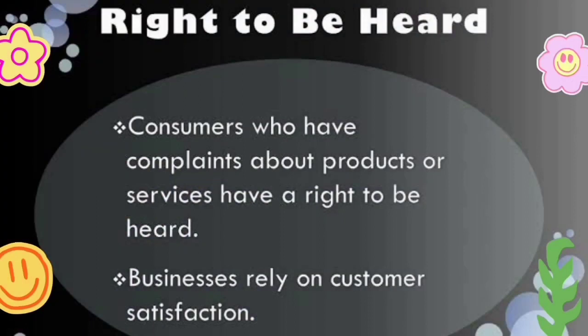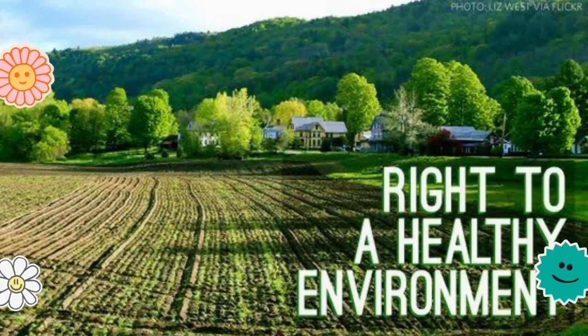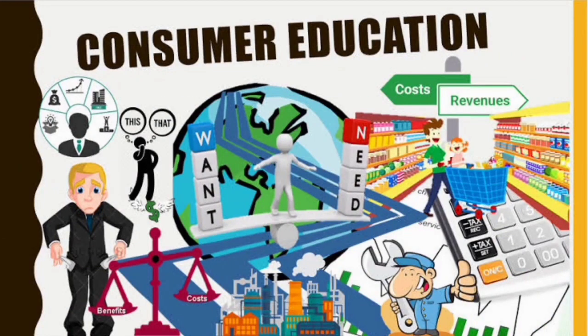Next is the right to be heard. As a consumer, when you have a complaint about a product, you should be given a listening ear. Next is the right to a healthy environment. You should buy your product in a healthy and clean environment. You should not buy products in dirty environment. Now, let's look at the right to consumers' education. As a consumer, you should know your rights and exercise them. Also, you should have the skills and attitude needed in the market to purchase your goods.